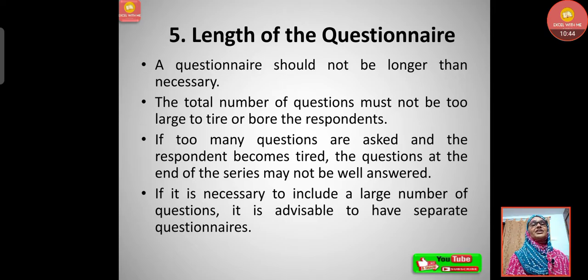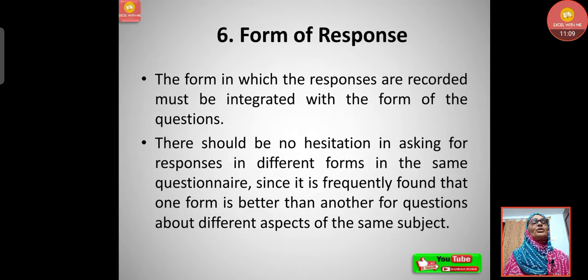give those answers. If too many questions are asked and the respondent becomes tired, the questions at the end of the series may not be well answered, obviously. If it is necessary to include a large number of questions, it is advisable to have separate questionnaires. Obviously, one questionnaire can be split into two, so that after some time, the second questionnaire will be given to those respondents.